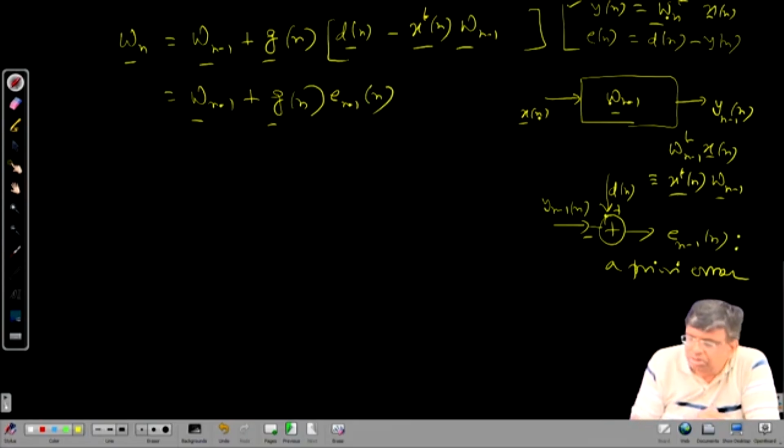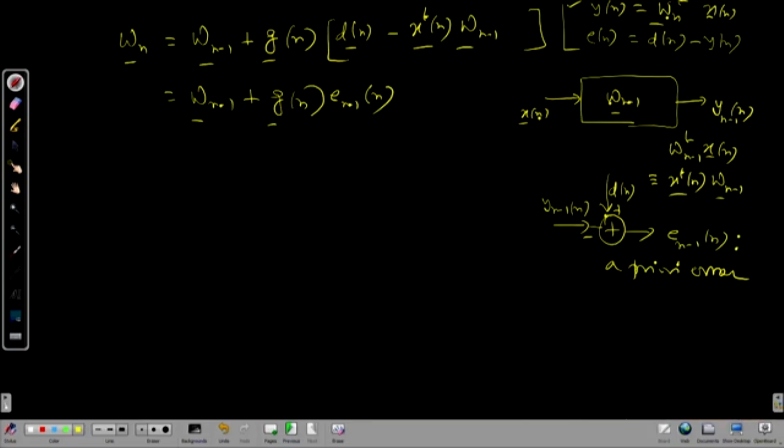This is the weight update relation, where I know how to find out e n minus 1. By this G n, how to calculate G n we know. G n carries the information about lambda and all. This apparently is free of lambda, but G n carries the information about lambda. So, using all this, we will write this RLS procedure as an algorithm. That we will work out in the next class.